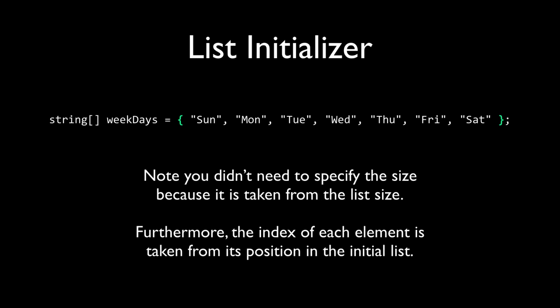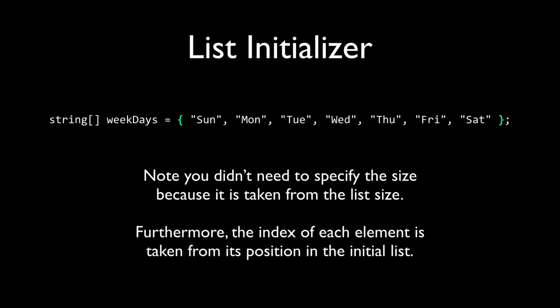So beyond that, everything works the same way. In this case, it's going to initialize Sunday at position, or Sun at position 0, Mon at position 1, Tue at position 2, Wed at position 3. That's confusing. You get the idea, though. Each thing is positionally in the array because of its position in the initializing list.